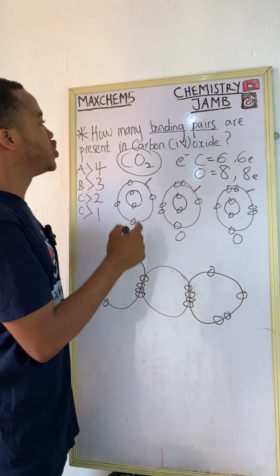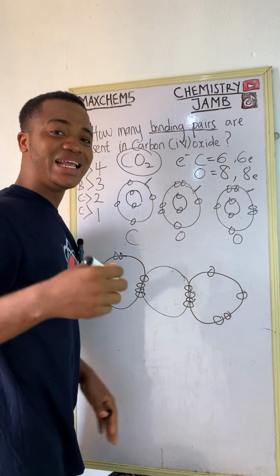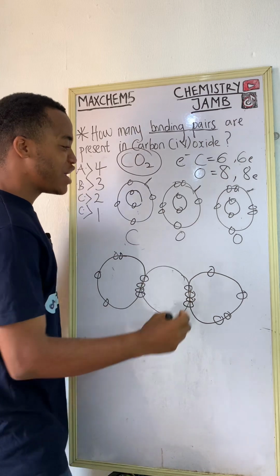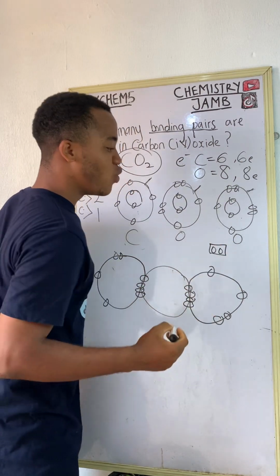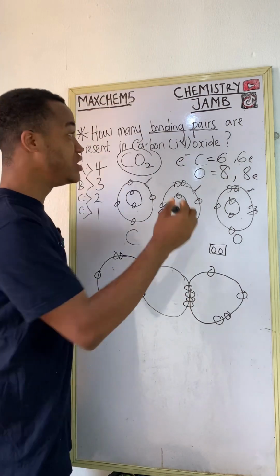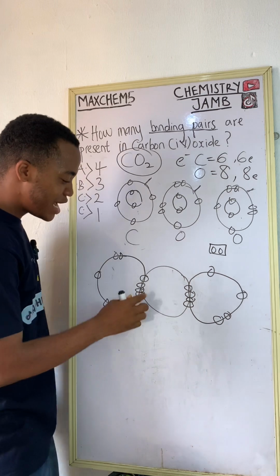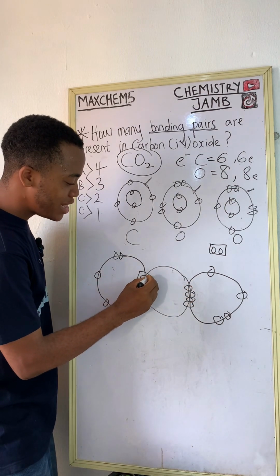Now don't forget our question. Our question is that we are looking for the bonding pairs. That means the electron pairs that are taking part in bonding. Yes? And don't forget that I told you guys that an electron pair contains 2 electrons, right? So we need to know the number of bonding pairs. Bonding pairs means electron pairs that are taking part in bonding, and these are the ones that are taking part in bonding, right? So let us separate them into electron pairs.